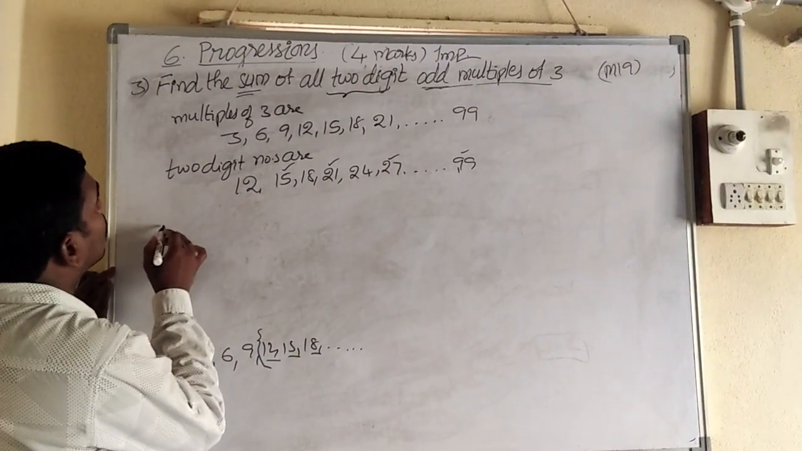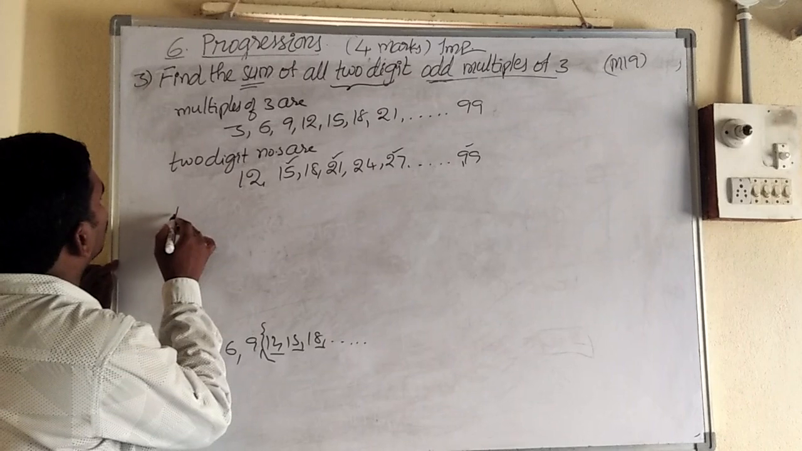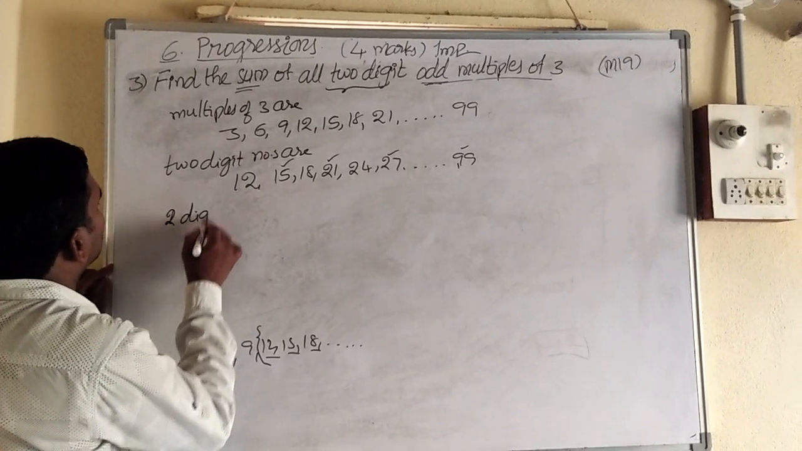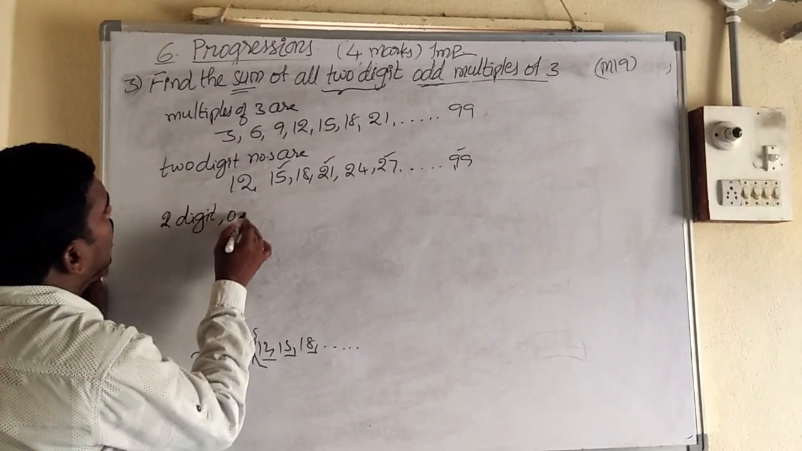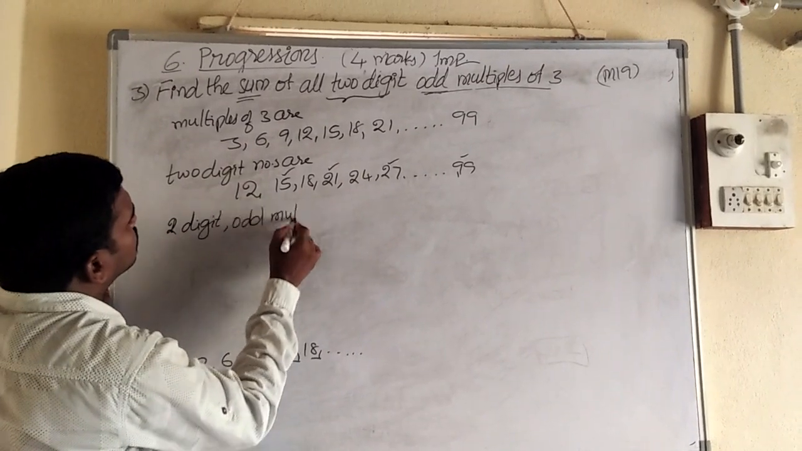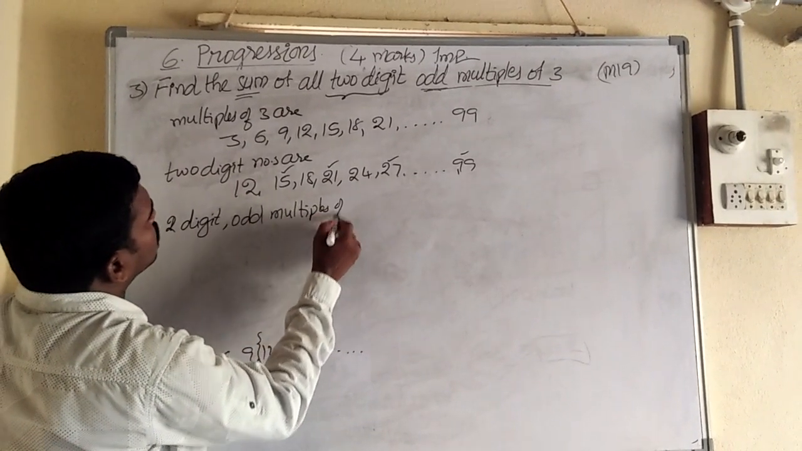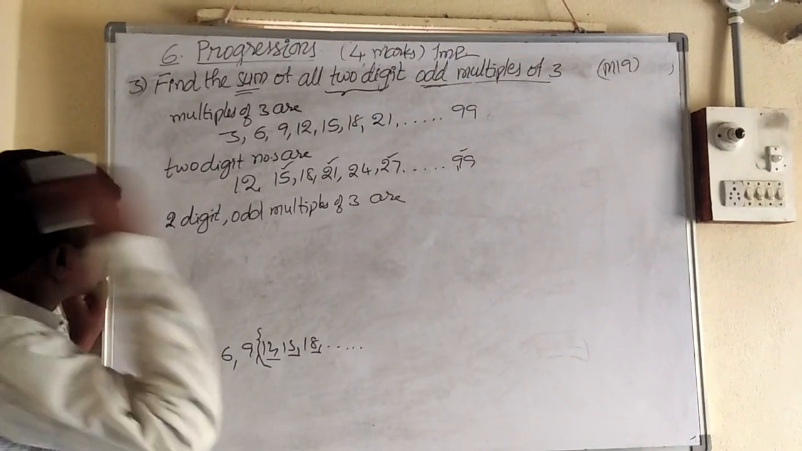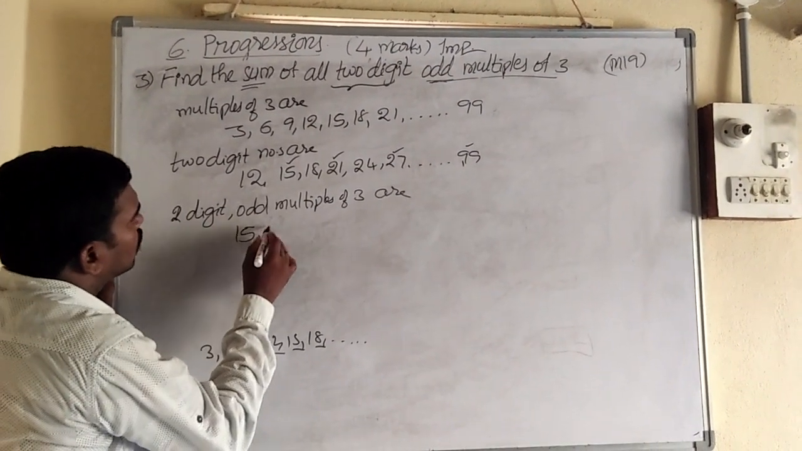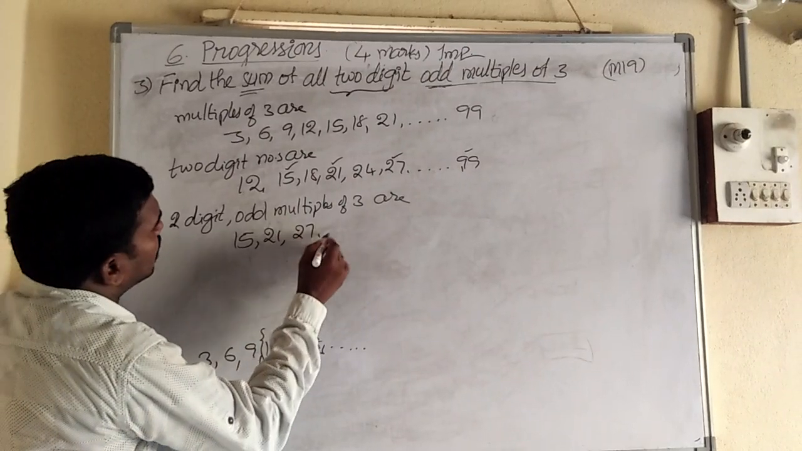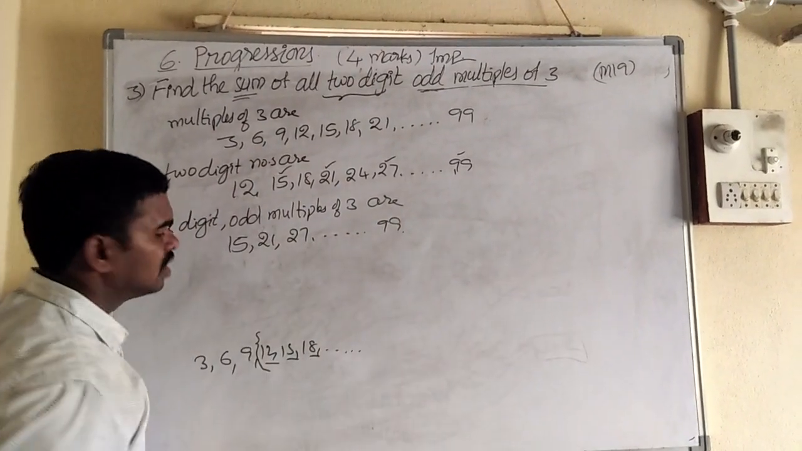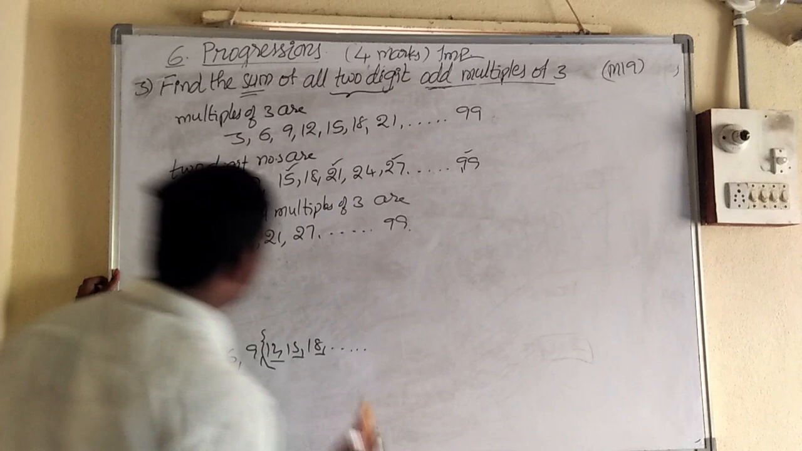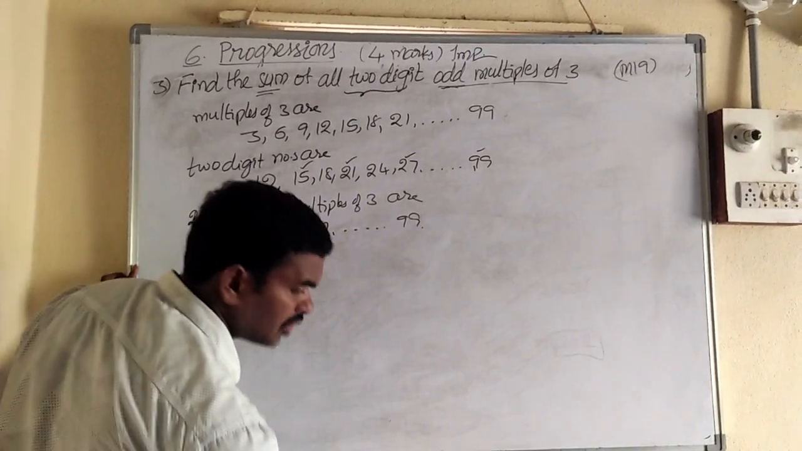So therefore, 2-digit and odd multiples of 3 are. So what are 2-digit and odd multiples? 15, 21, 27, and so on up to 99. These are the odd multiples of 3 that have 2 digits.